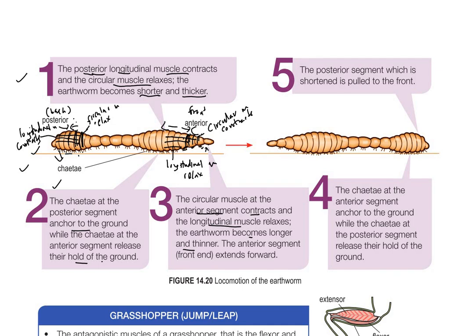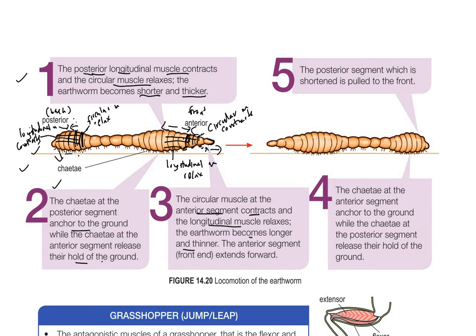The action here is alternate, right? Because now the circular muscle contracts and the longitudinal muscle relaxes, so the earthworm becomes thinner. So the anterior segment, the front end, extends forward. This one will extend forward because it becomes thinner.